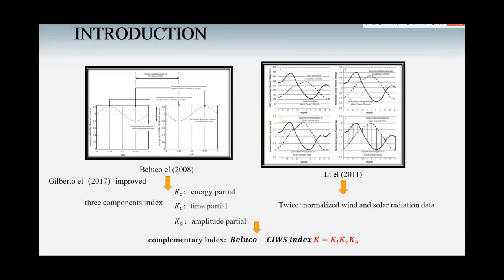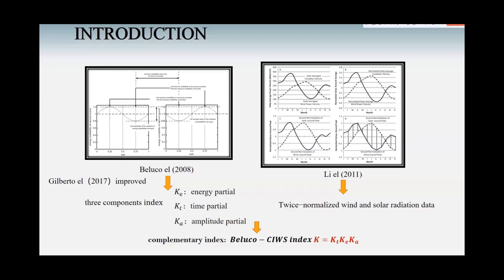This study investigated previous studies and proposed a new index based on the work of Bellocco, Gilberto, and Li. Bellocco proposed a way to evaluate the complementarity in time in the same place with the determination of a dimensionless index. He defined the complementarity between renewable energy resources, in particular solar and hydraulic, as the ability of the sources to work in a complementary way. They defined a complementary index, K, as shown in the equation.